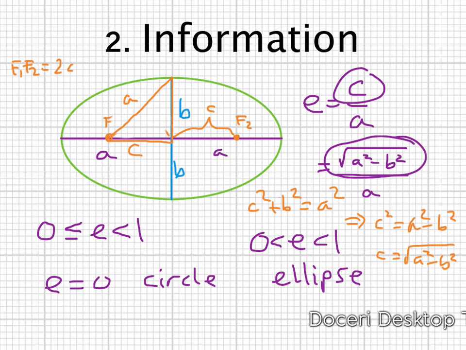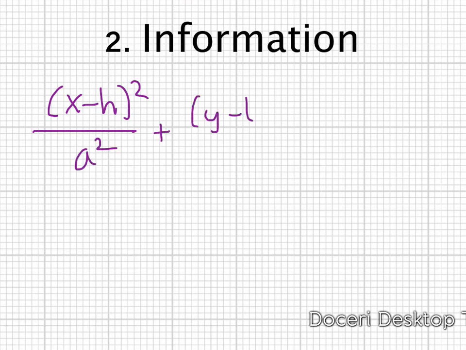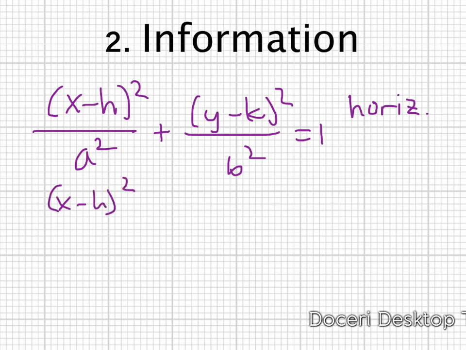So the next piece of information is the equation for an ellipse. If you have an ellipse, the general form of the equation is x minus h squared over a squared plus y minus k squared over b squared equal to 1. Now this is for an ellipse going horizontally. For vertically, you would have x minus h squared over b squared plus y minus k squared over a squared.